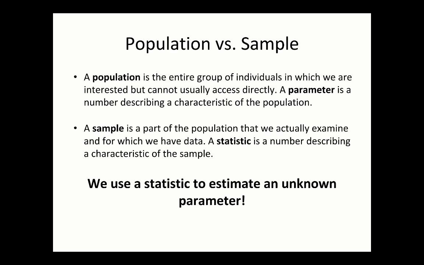To clarify, a population is the entire group of individuals in which we are interested but cannot usually access directly. A parameter is a number describing a characteristic of the population. Conversely, a sample is a part of the population that we actually examine and for which we have data. A statistic is a number describing a characteristic of the sample. Thus, the results of our statistical test will provide us with a statistic that we can use to estimate an unknown parameter in order to get the best approximation regarding what would happen to a population.